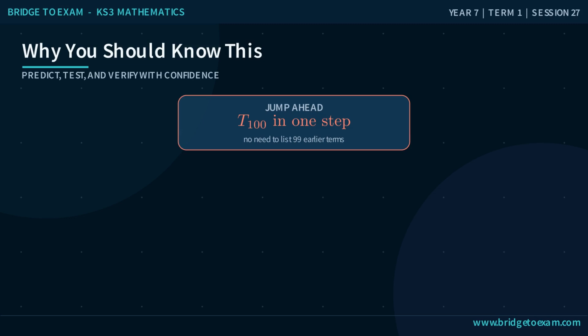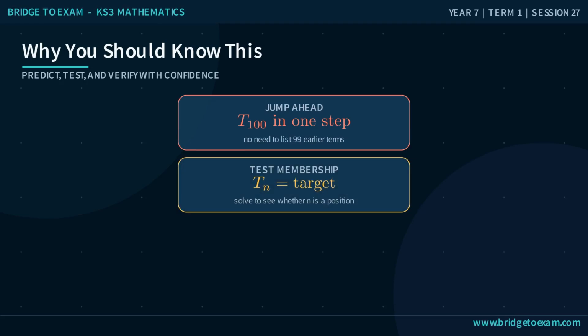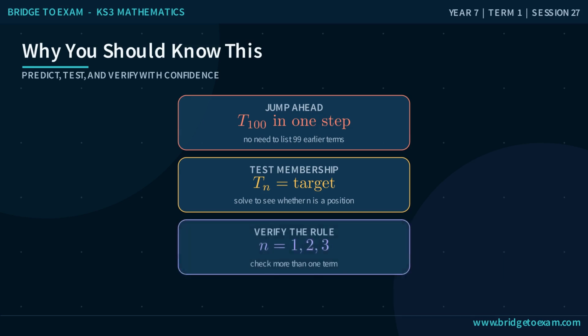Why learn the nth term? First, it lets you jump to a distant term without writing every term before it. Second, you can test whether a number belongs to the sequence by setting the rule equal to that number and solving for n. And because a proposed rule can look convincing while still being wrong, checking the first few positions is essential.